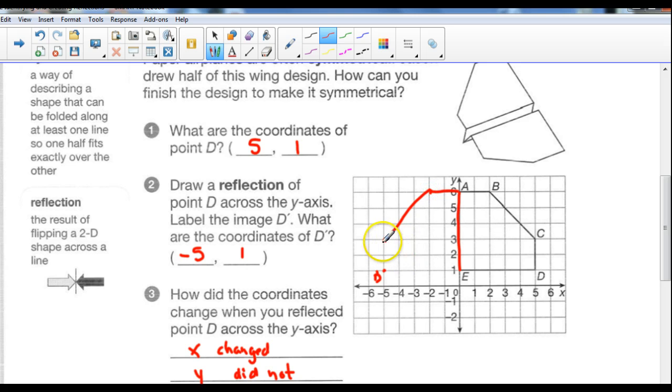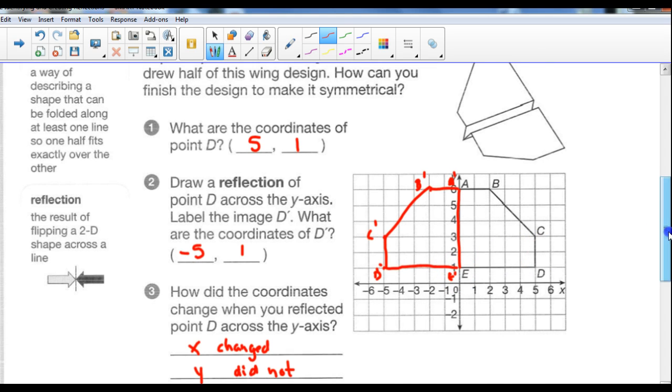Use your ruler, get a better drawing than I will. There and there. We'll label this. This now becomes C prime. This was D prime. This is B prime. And this point is A and A prime and E and E prime. Okay?